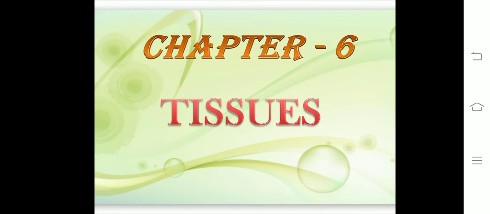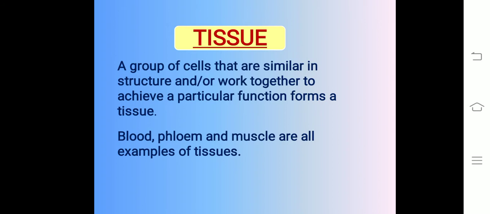Cells specializing in one function are often clubbed together in the body. This means that a particular function is carried out by a cluster or group of cells at a definite place in the body. This cluster of cells is called a tissue. Moving on to the definition of tissue, a group of cells that are similar in structure and work together to achieve a particular function forms a tissue. For example, blood, xylem, phloem, muscles, etc. all are examples of tissues.